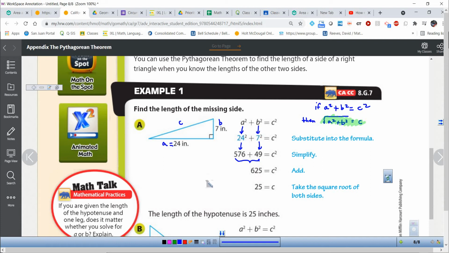It's interesting to me that they did not show it. So I'm going to take the square root of 625 is equal to the square root of c squared. Well, the square root of 625 is going to give me 25, and the square root of c squared is going to give me c.